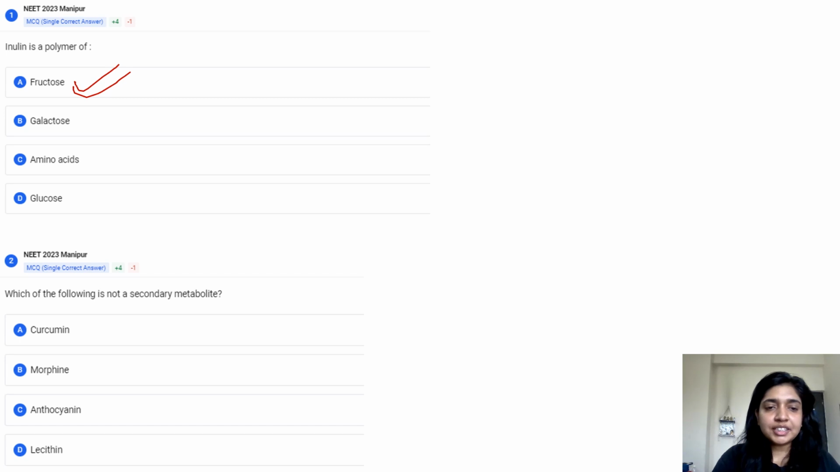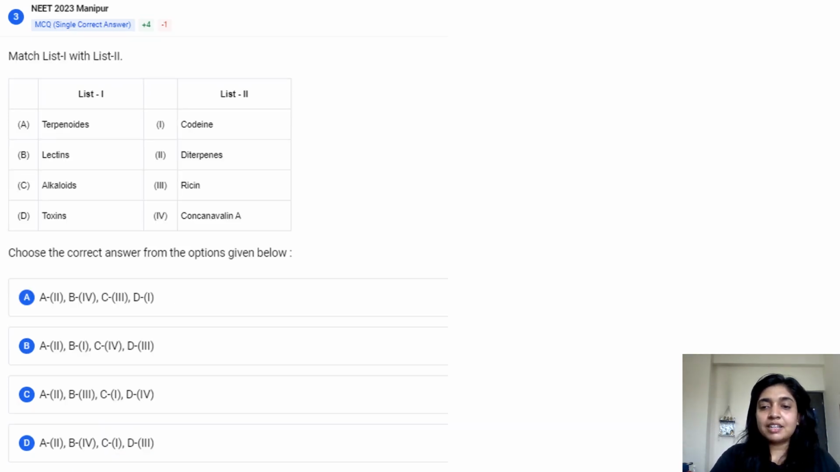Which of the following is not a secondary metabolite? So I've already told you what are primary metabolites, what are secondary metabolites. In this case, lecithin is a primary metabolite because it is always present in the cell, and the metabolites which are always being synthesized are your primary metabolites. Moving ahead. Okay, so you have to now match this.